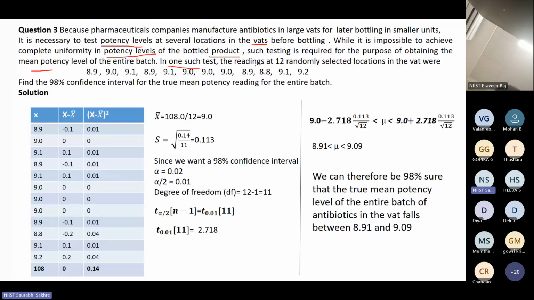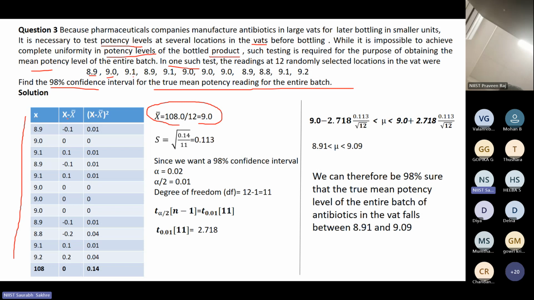In one such test, the readings at 12 randomly selected locations in the vat were 8.9, 9.0, 9.1 and so on. They have given potency levels out of 10. Now we want to find the 98% confidence interval for the true mean potency reading for the entire batch. First we will arrange our data, then find the mean of it. The mean is 9.